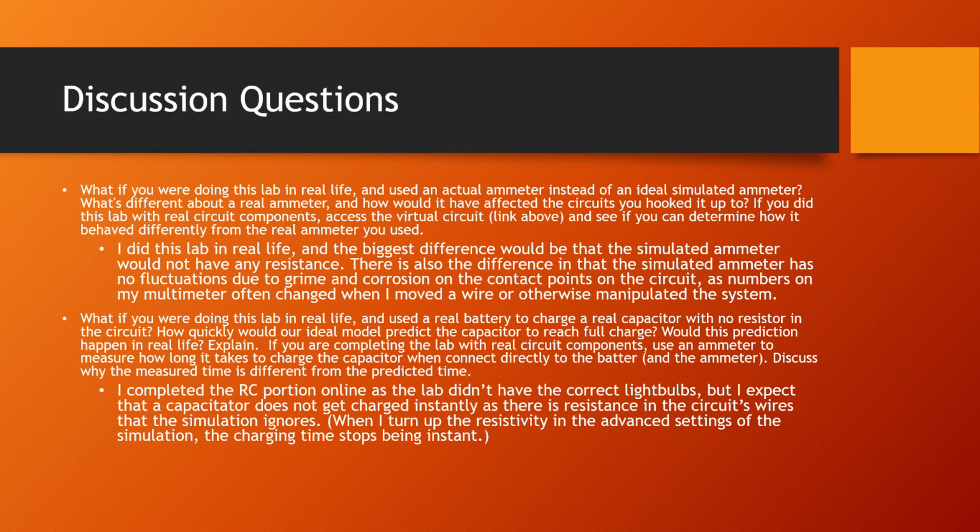So I did this lab in real life, and I believe the biggest difference with a simulated ammeter is that it would not contribute any resistance to the circuit, whereas putting in my ammeter, it would have added a slight resistance to it, and we even calculated that it was like 7 ohms, which is very small, but it still changes the current a little bit. And then also that it was much easier to read the simulated ammeter.